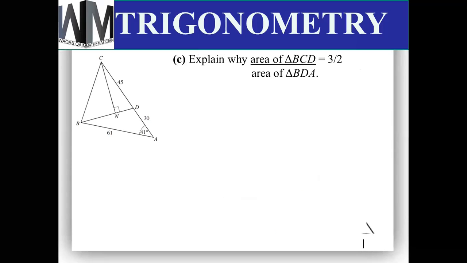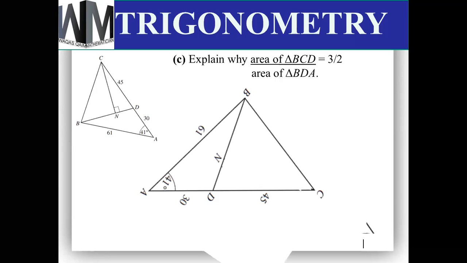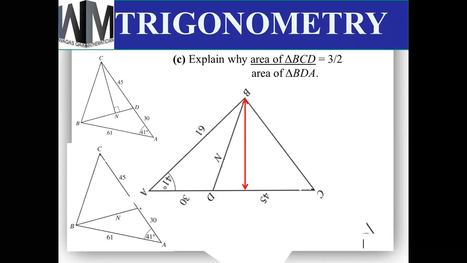Now in part C, we have to explain why the area of triangle BCD over the area of triangle BDA is equal to 3 by 2. Now the reason is very simple: if we rotate these two triangles, then we can see that the height of these two triangles is the same.